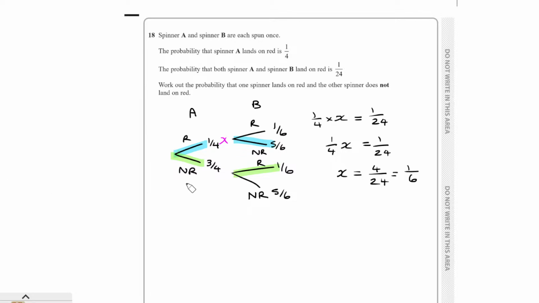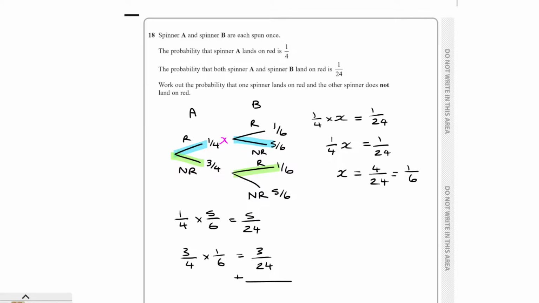And now we just use our probability tree as normal. So you normally multiply across. So red A, not red B would be 1/4 times by 5/6, which is 5/24. And then not red A times red B is 3/4 times by 1/6, which is 3/24. And then when you have multiple options, you see how we've got a blue option or a green option, that's when you have to add them, isn't it?